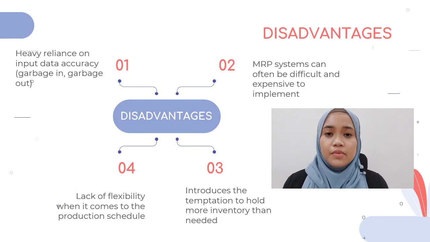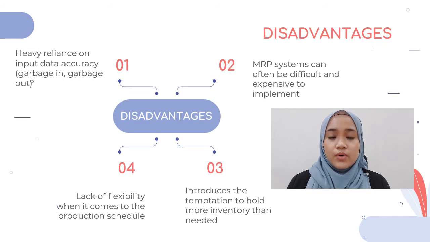An MRP system can be difficult and expensive to implement. Before implementing an MRP system, management should provide training for their staff. A material planning system requires proper training for the end users to get the maximum out of the system. Last but not least, using an MRP system introduces the temptation to hold more inventory than needed, and there is a lack of flexibility when it comes to the production schedule.